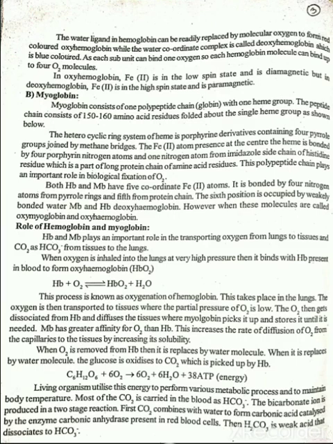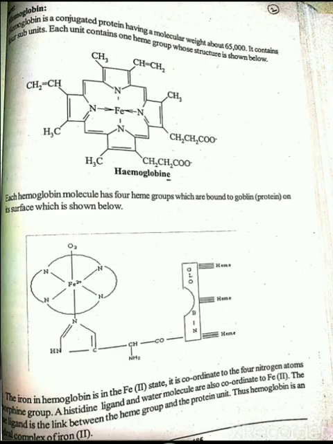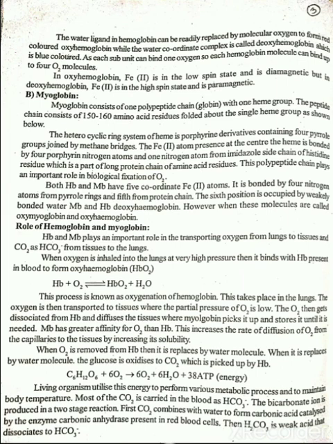So the next one is myoglobin. Myoglobin consists of one polypeptide chain with one heme group, whereas in the case of hemoglobin, each unit contains one heme group. That is, it contains 4 nitrogen groups. The weight is 65,000, whereas myoglobin has one polypeptide chain with one heme group. The peptide chain consists of 150 to 160 amino acids.